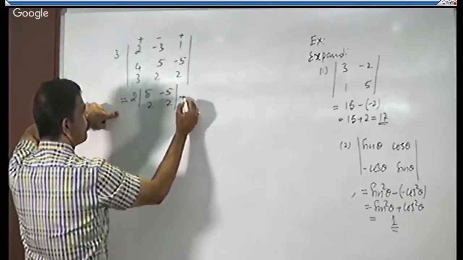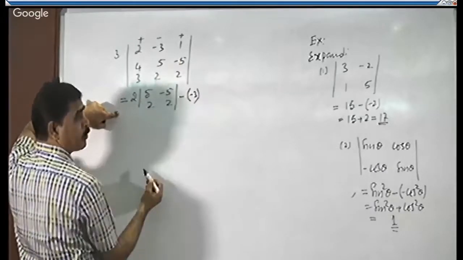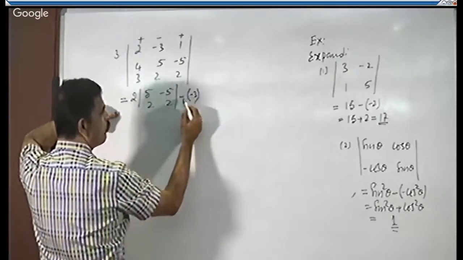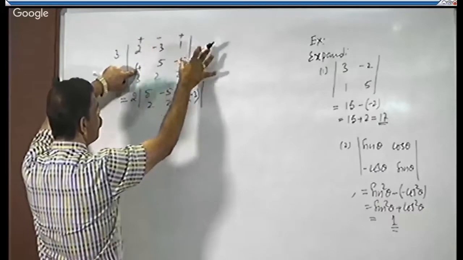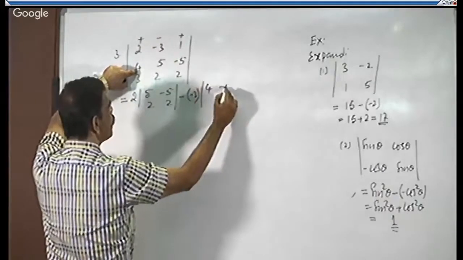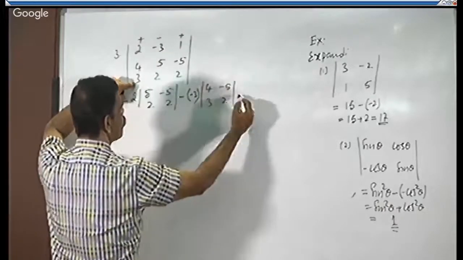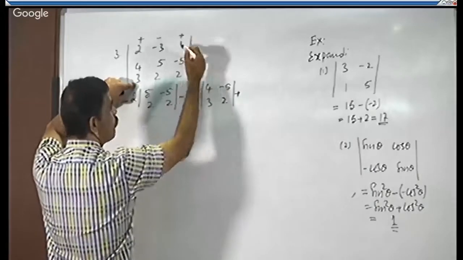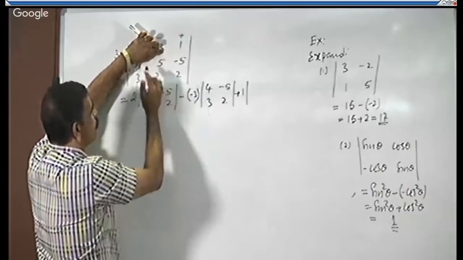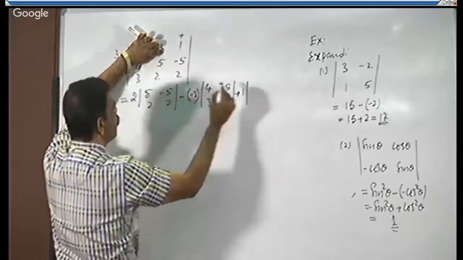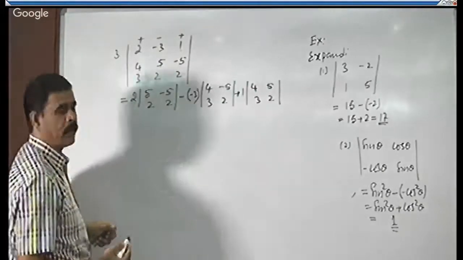Formula: standard sign minus, and the second element is minus of 3. I have taken the sign separately; otherwise, you can take it directly as plus 3. Leave the corresponding column and row. The remaining elements are 4, minus 5, 3, 2. Then the standard sign is plus into the third element of the first row, that is 1, 1 into, leave the corresponding column and row. The remaining elements are 4, 5, 3, 2. This is the expansion.